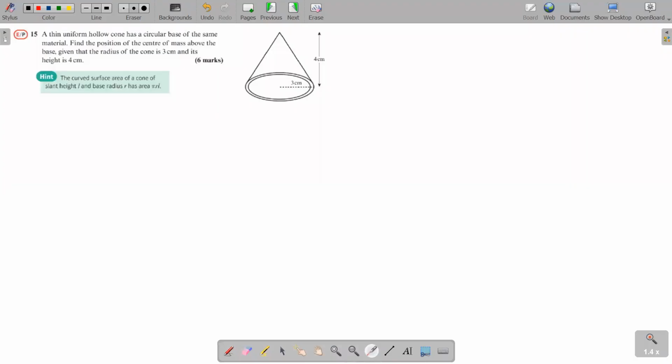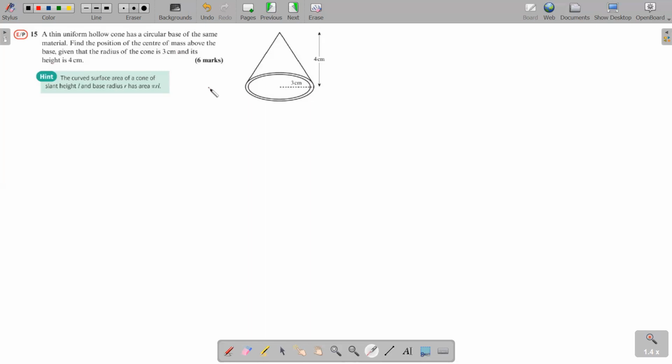Okay, guys, so let's move on to question number 15. It's slightly different from the previous ones. They say here a thin, uniform, hollow cone. Can you see now the difference is you don't have a solid cone. So you are working with an empty one. It's hollow. It has a circular base of the same material. Find the position of the center of mass above the base given that the radius of the cone is 3 centimeters and its height is 4 centimeters.